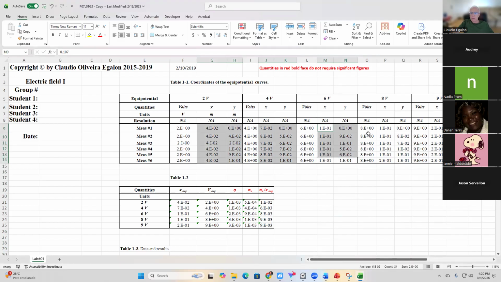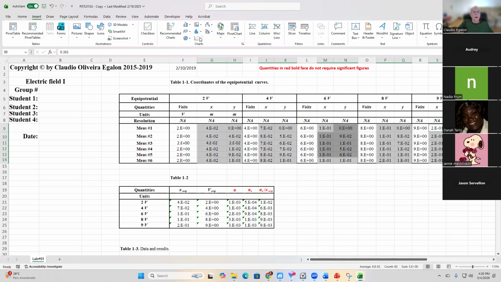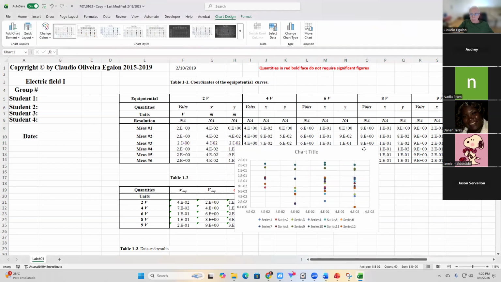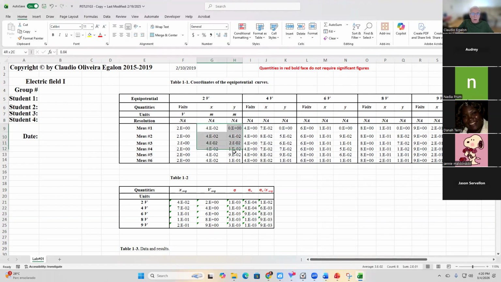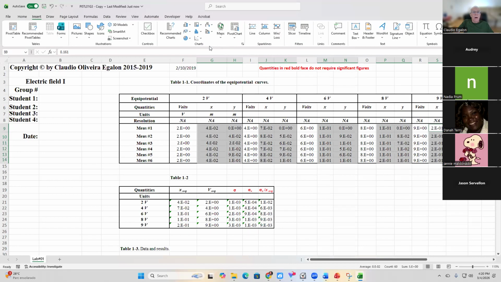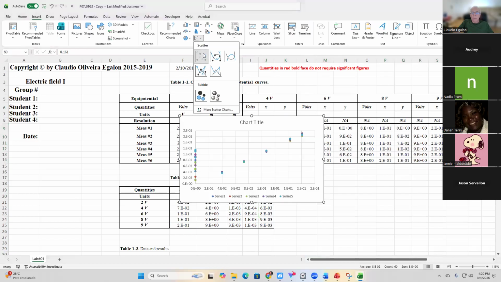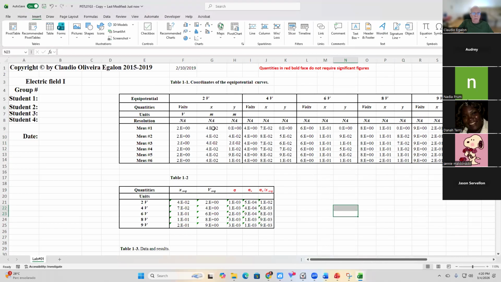Let's see if I plot everything at once. Let's see, insert. Yeah, I got it. What's going on here? There's something wrong here. Let me try it again. 1, 2, 4, 6. That's just another way of plotting. No, it didn't work, huh? For some reason it didn't work.